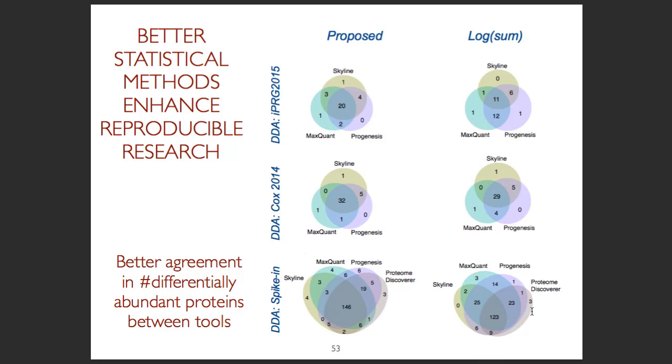Here we only focus on proteins which actually change between conditions, and we look at the intersection of how many proteins were found differentially abundant when processed by each of the three tools. And here we do the same thing, but with MSstats. You see that the agreement between the tools for all the data sets improved, because now we can interpret the missing values and the outliers in a more general way.